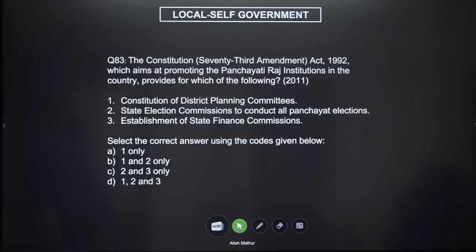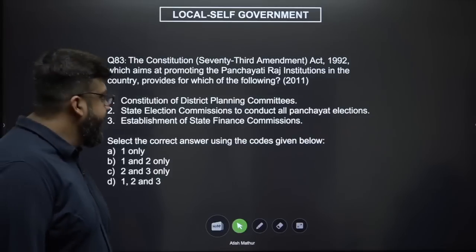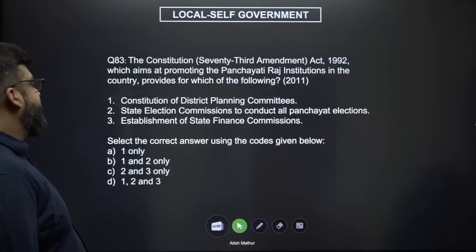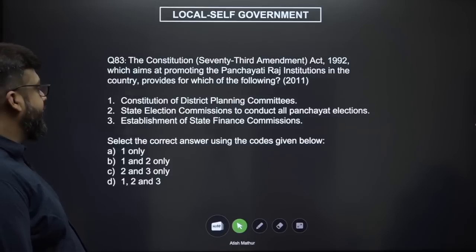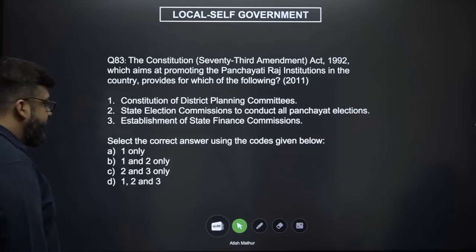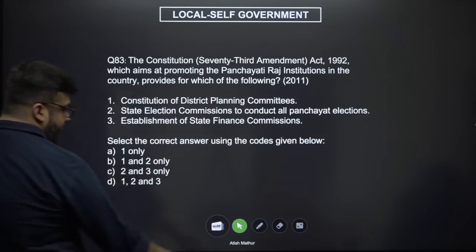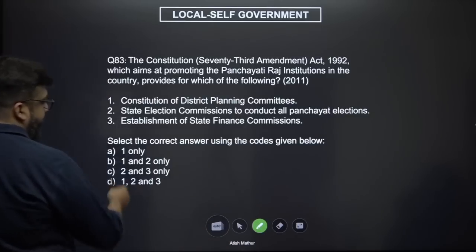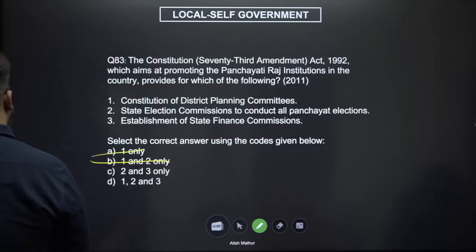83. The Constitution 73rd Amendment of 1992, which aims at promoting the Panchayati Raj institutions in the country, provides for which of the following? Constitution of District Planning Committees, State Election Commissions to conduct all Panchayati Raj elections, establishment of State Finance Commissions, right? So State Finance Commission is definitely true. It is an essential body that has to be constituted. So any option which does not have 3 in it is removed. So it's either 1, 2 and 3 or 2 and 3.